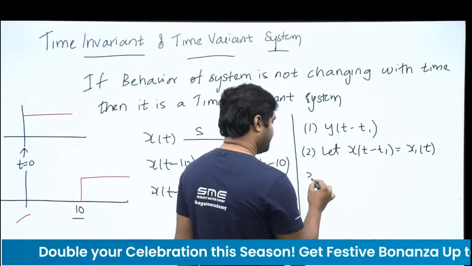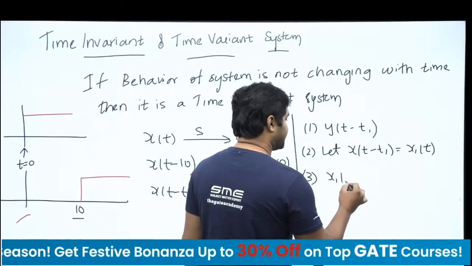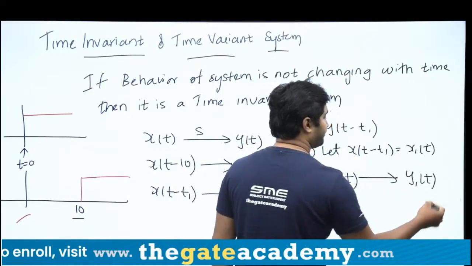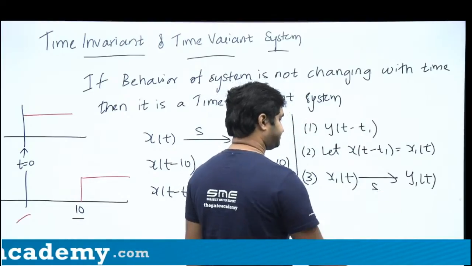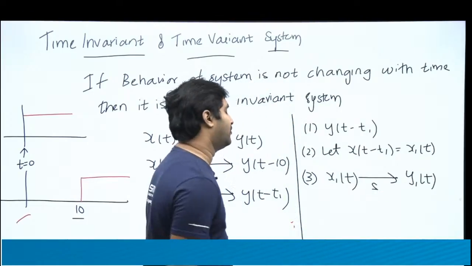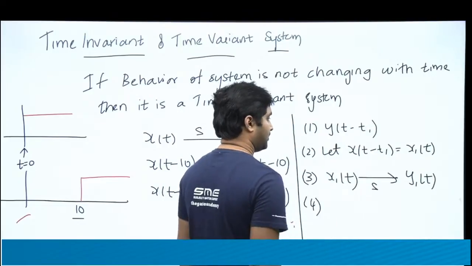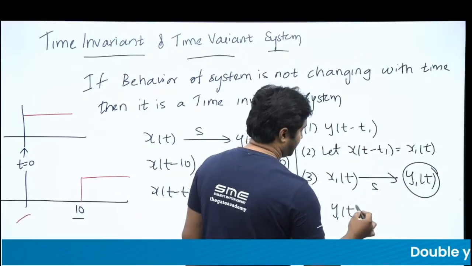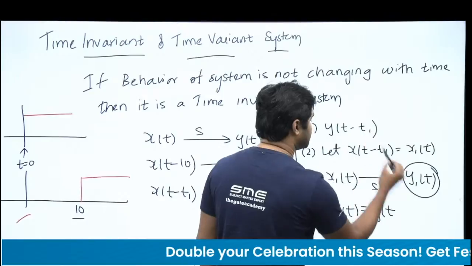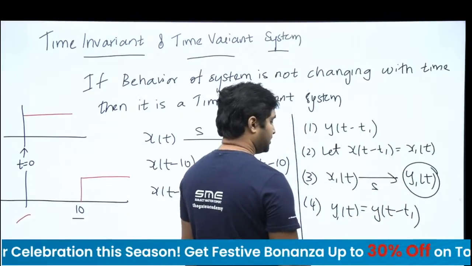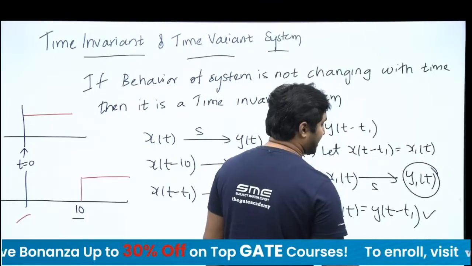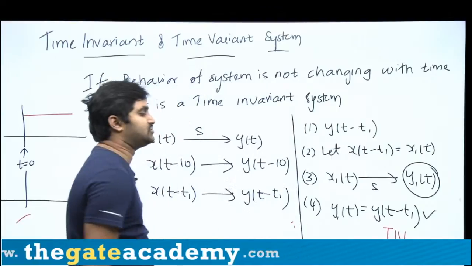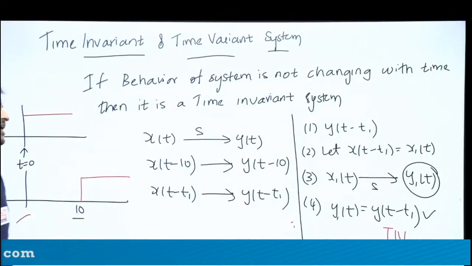Third one. If I give input as x1 of t, the output has to be y1 of t. Fourth one. Now you check whatever output y1 of t you got, whether this is equal to y of t minus t1 or not. If this is correct, then it is a time invariant system. If it is not correct, then it is a time variant system.